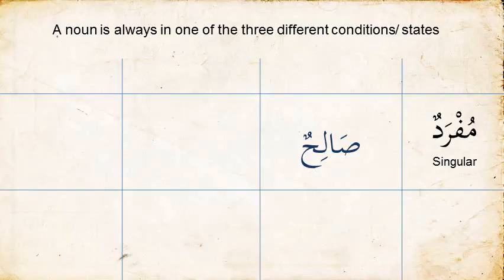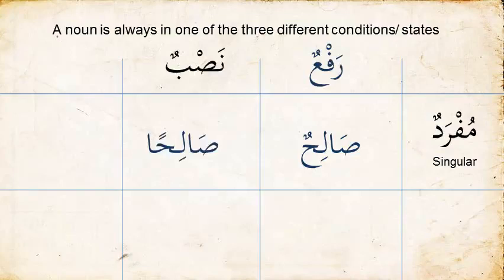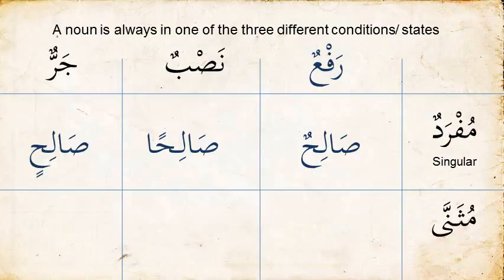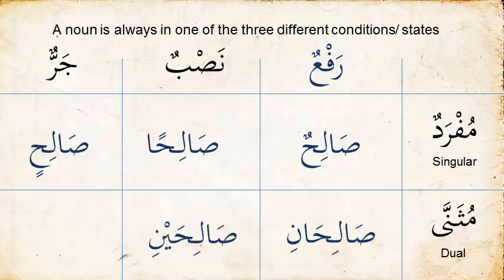Let's check our answers. The word salihun in raf'un is salihun. In nasbun it is salihan, and in jarrun it is salihin. When it comes to muthanna, the muthanna which is raf'un would be salihani. The muthanna which is nasbun, salihaini, and the muthanna which is jarrun, salihaini. So salihani, ani is always raf'un, and aini would be nasbun or jarrun.